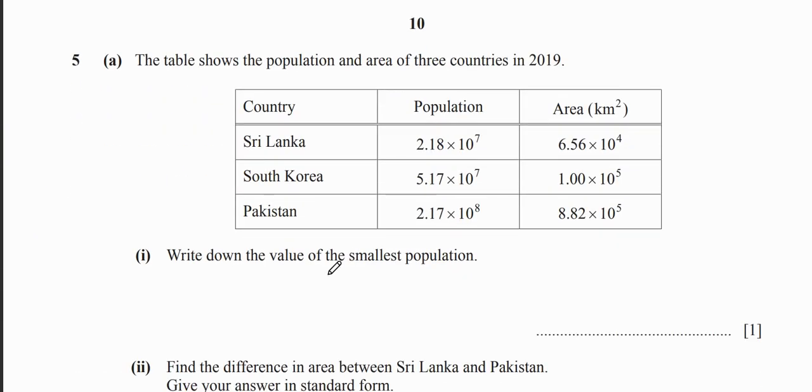Now, question number 5, it says, write down the value of the smallest population. So guys, just look at whichever one has the lowest value, like this is 10 raised to power 7 and this is 10 raised to power 4. But sorry, this is only asking about population. So look, whenever you have a smaller power number, of course it's the smallest. And then if you look at Sri Lanka and South Korea, one of them is 2.18, the other is 5.17. So of course 2.18 is smaller. So the answer is 2.18 multiplied by 10 raised to power 7.